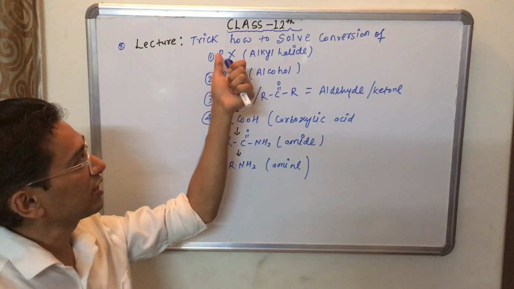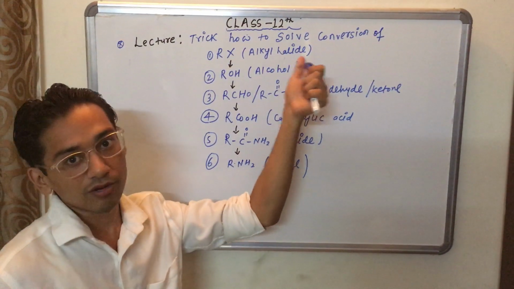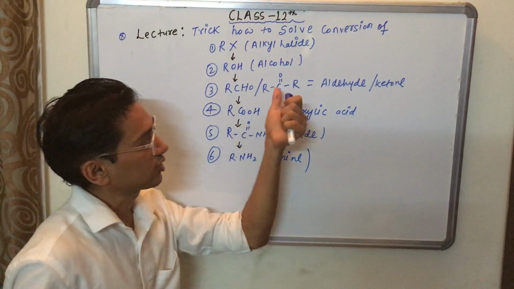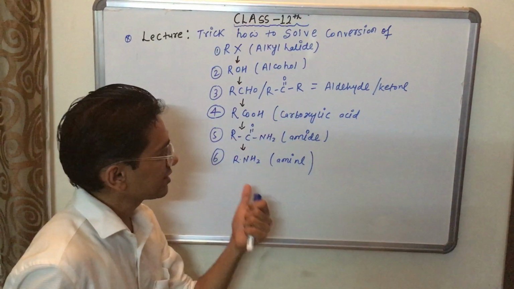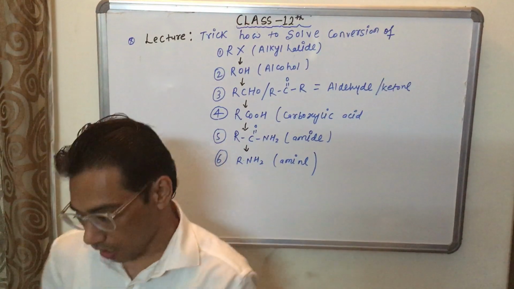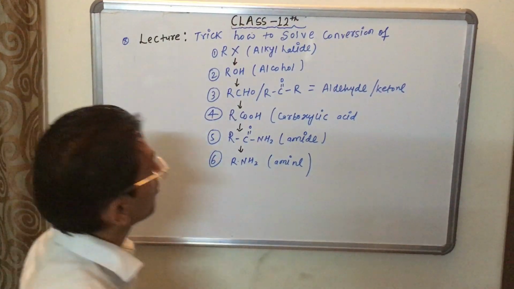Today's lecture is a trick for how to solve conversions of alkyl halide, alcohol, aldehyde, ketone, carboxylic acid, amide and amine. So let's start how to solve conversion.